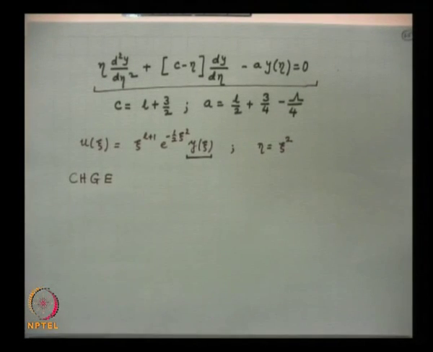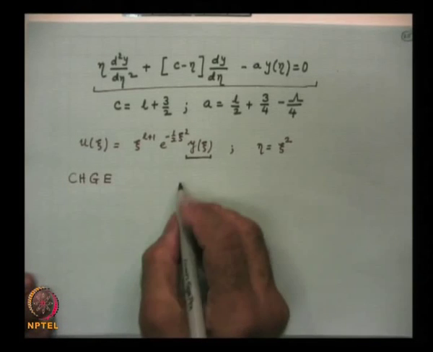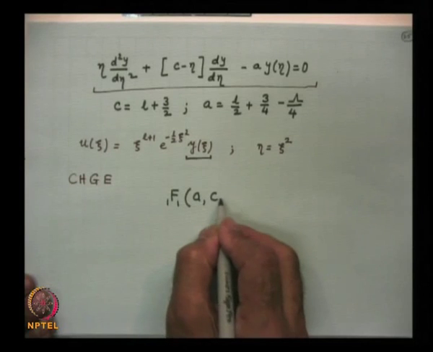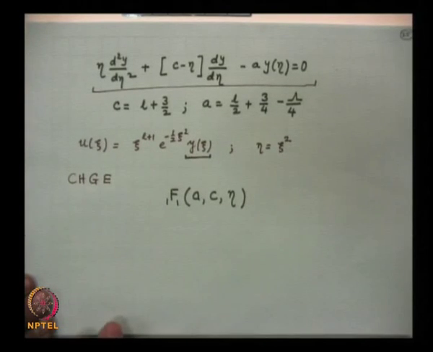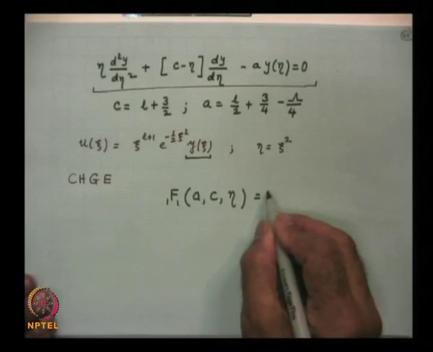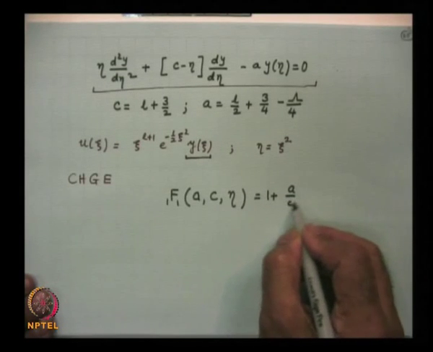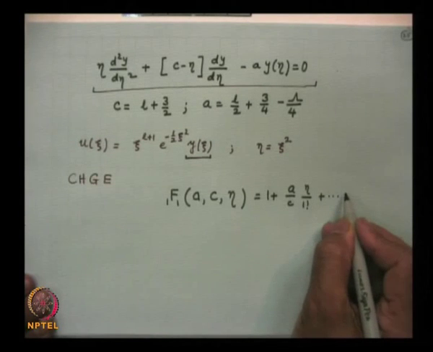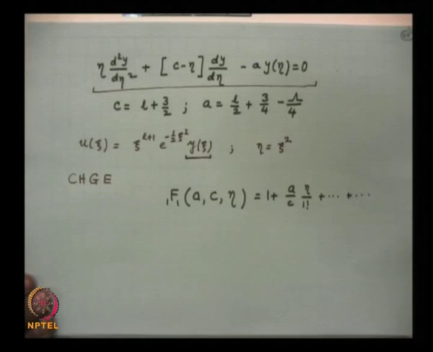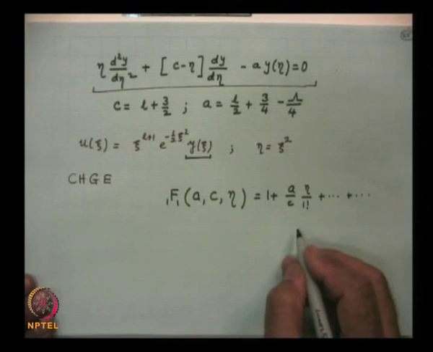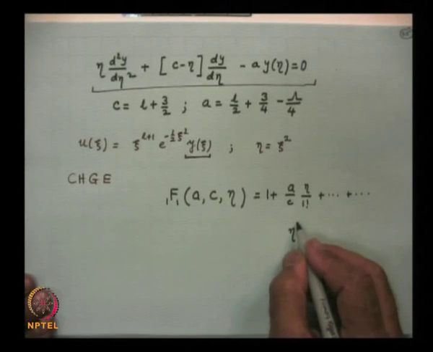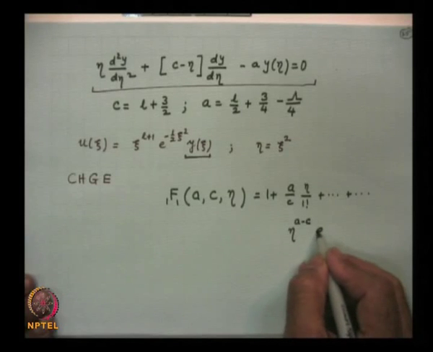The well behaved solutions are F 1 1 (a, c, eta). And as you know, this is 1 plus a by c eta by factorial 1, plus a into a plus 1, and so on. If this series is not terminated, then for large values of eta it behaves as e to the power of plus eta.